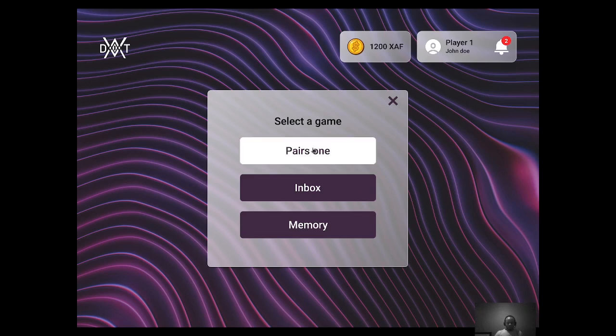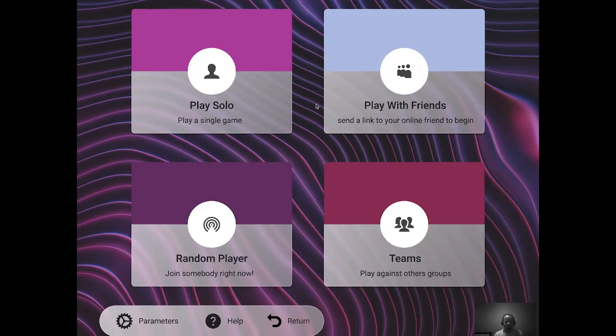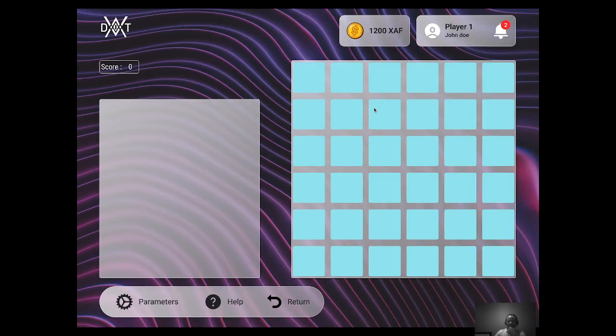So now let's get started with the pairs one game. Once you click on this, remember this is one aspect of the general game context where you have to pick the game style. Is it solo? Is it playing with friends? Are you willing to play with a random player, or do you want to be part of a competition? In this case, we're going to focus on the solo play. So the principle of the play solo game is really about, let's get into it.